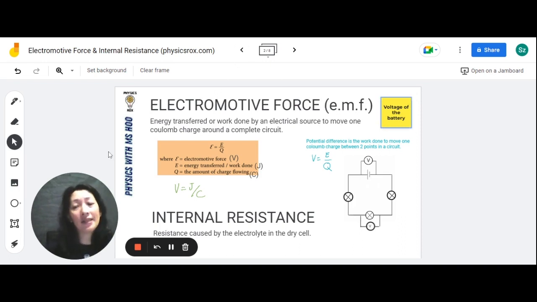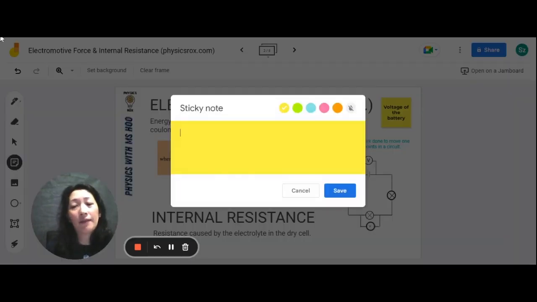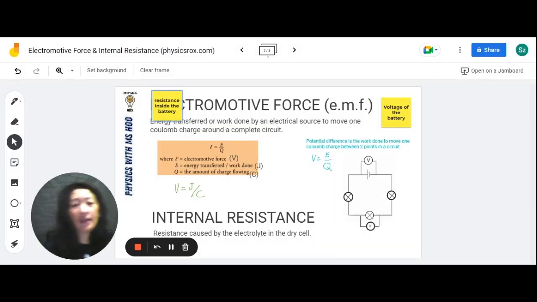So internal resistance, in simplified terms, is quite simply the resistance inside the battery. And this resistance, where does it come from? It comes from the electrolyte in the dry cell, inside the battery. So now that we have a clearer understanding of what electromotive force and internal resistance are, hold on.